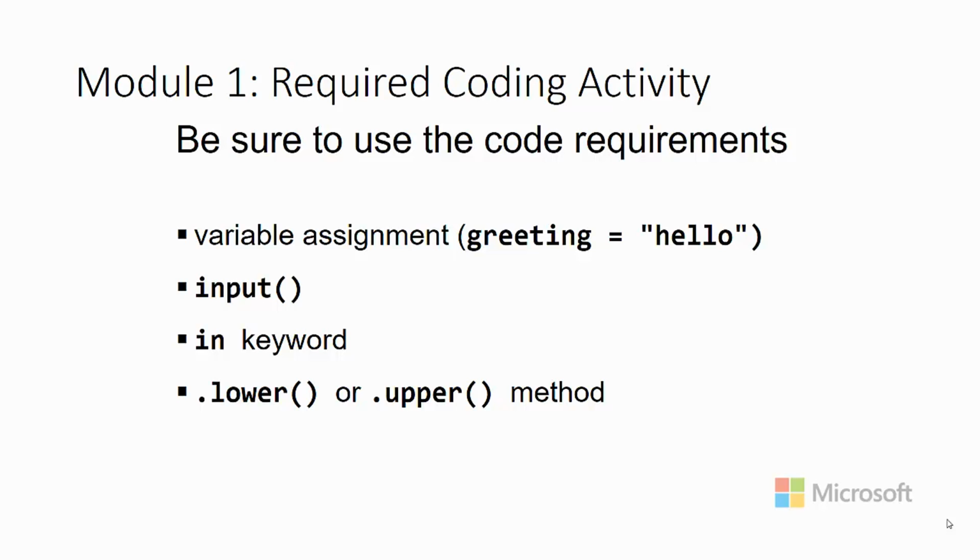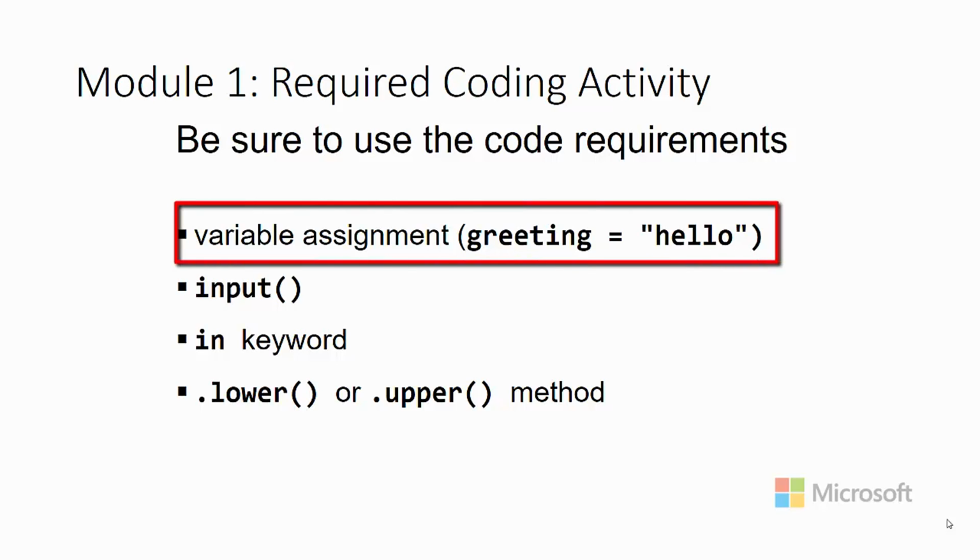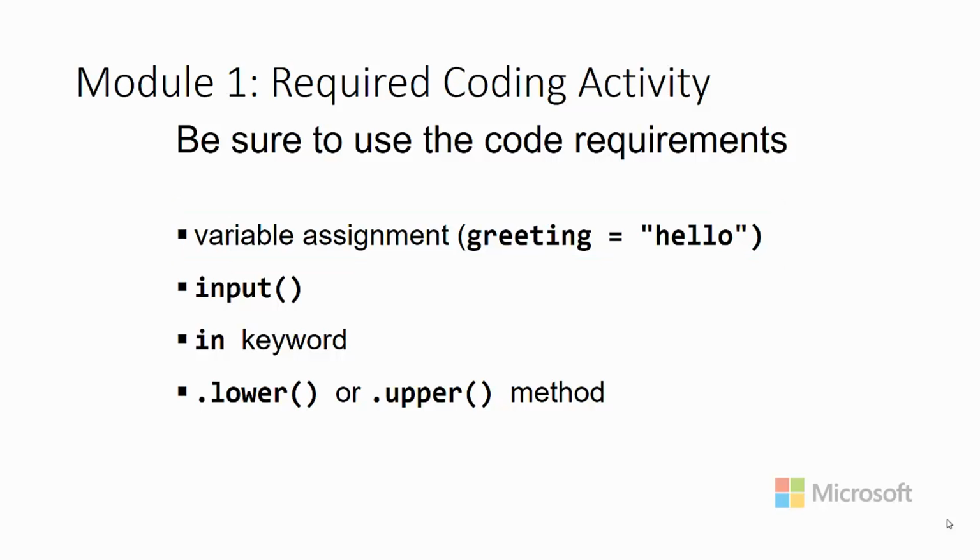Let's look at Module 1's required coding activity. The first thing you want to know is that as you're reading through the page, you'll see the code requirements. Those are that you use a variable assignment, such as setting a greeting to a string. So I set the variable greeting equals hello, and that you use an input statement so that you're going to get that feedback and maybe assign that to greeting as well.